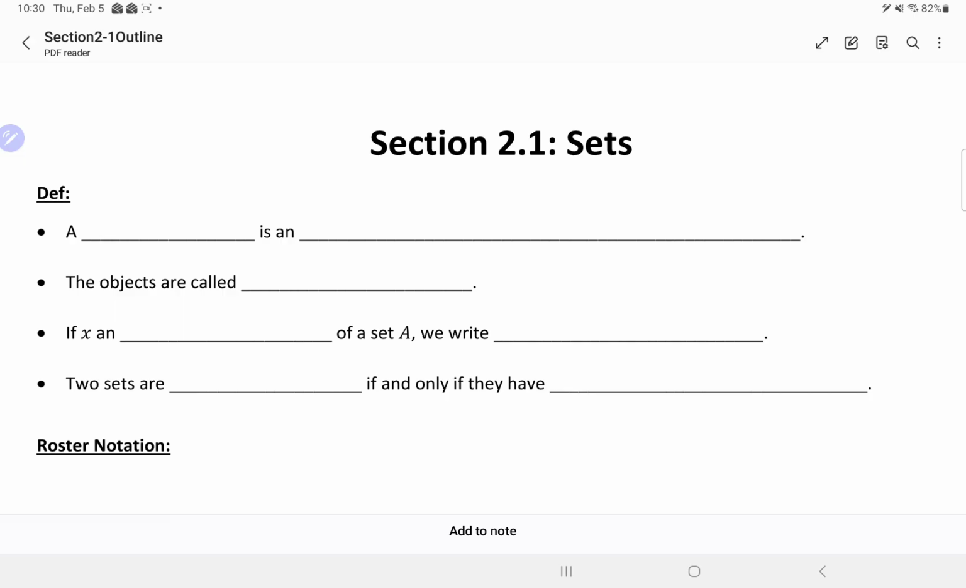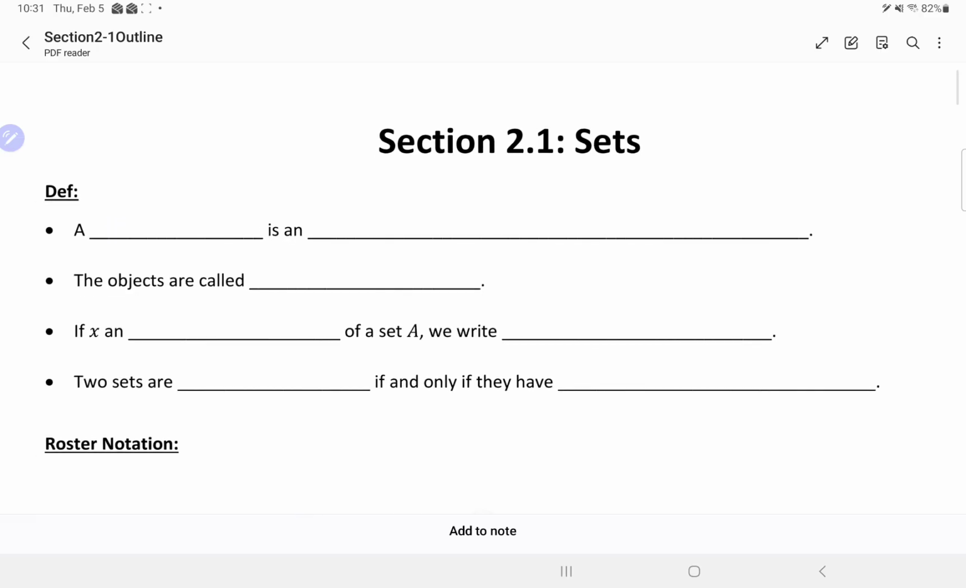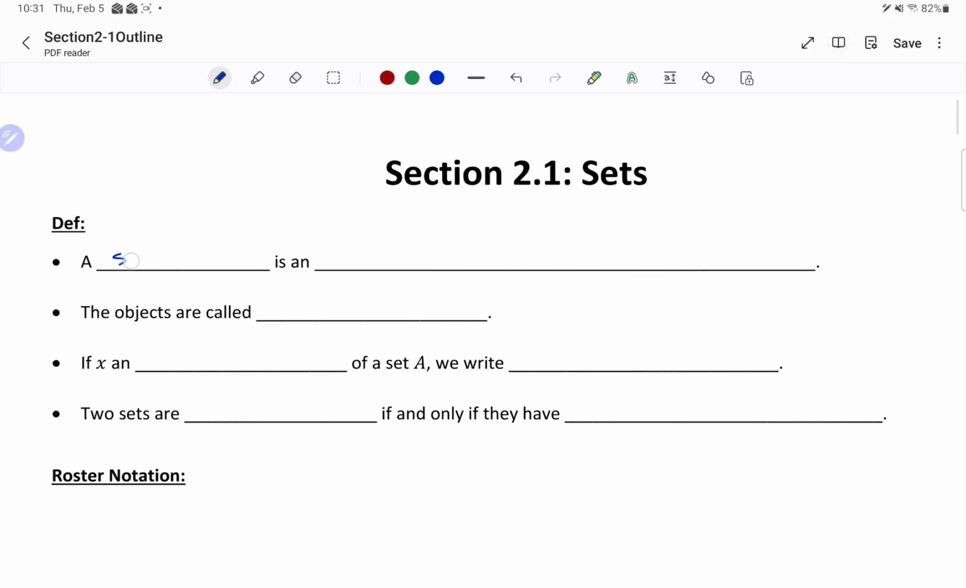So I'm talking about set theory. Well, we should probably say, what is a set? So a set is just going to be an unordered collection of distinct objects.